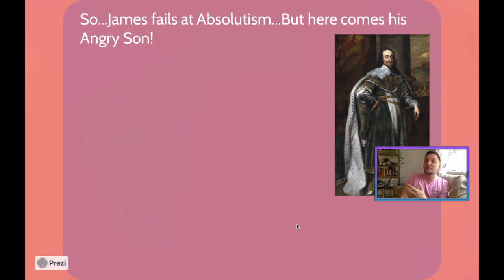Now, the thing about it, though, is everybody was super excited for Henry to take over because when James actually moved to London, he brought Henry with him, right? He brought his wife down with him as well. He brought Henry with him, but he left his other son and his daughter back in Scotland. And his other son was named Charles, right?